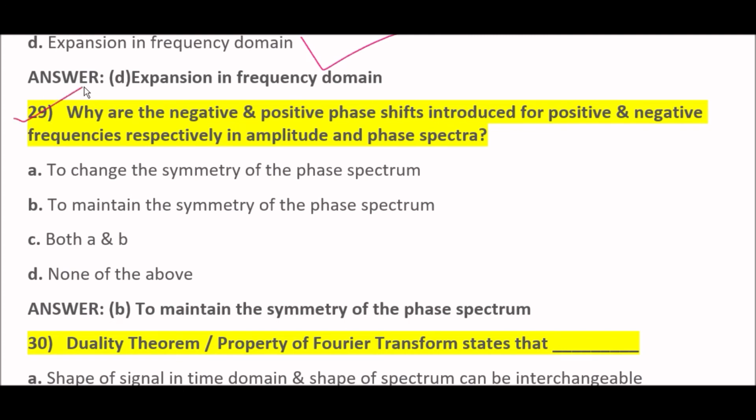Why are the negative and positive phase shifts introduced for positive and negative frequencies respectively in amplitude and phase spectra? The correct answer here is option B, to maintain the symmetry of the phase spectrum. So, to maintain the symmetry of the phase spectrum, negative and positive phase shifts are introduced for positive and negative frequencies respectively in amplitude and phase spectra. Okay, the correct answer here is option B.